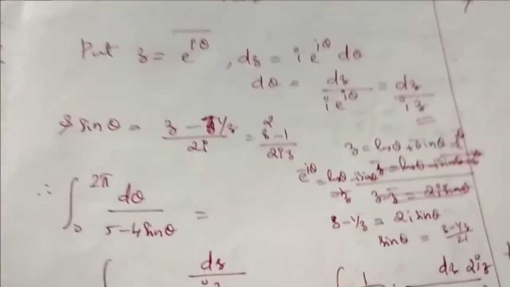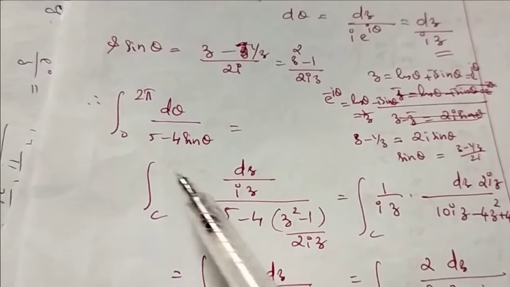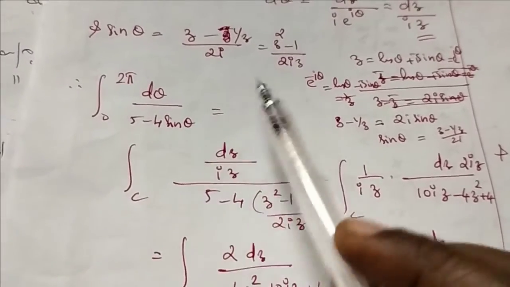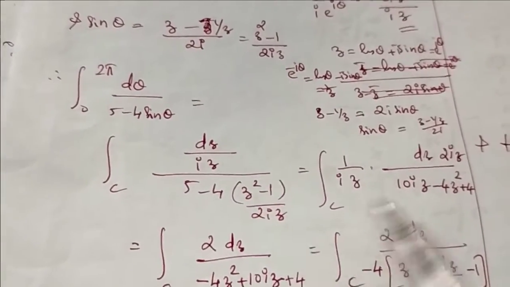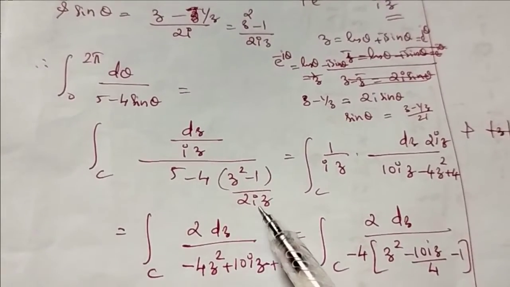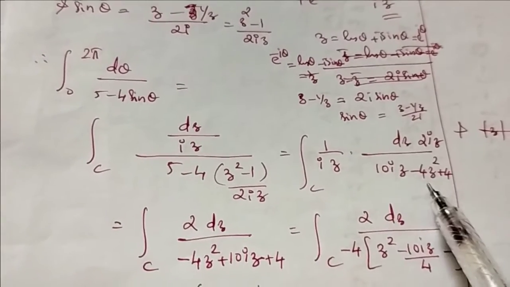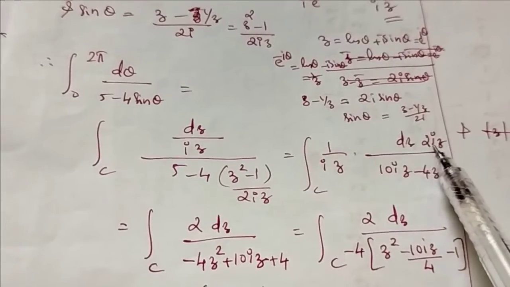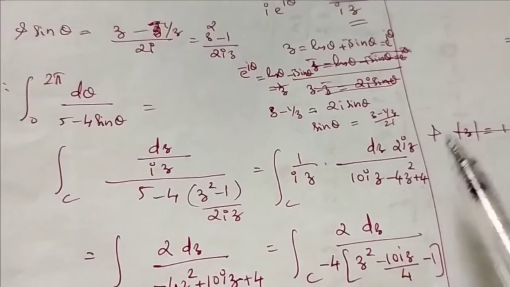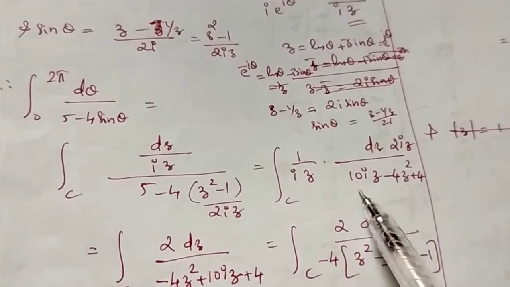And the question is integral 0 to 2 pi d theta by 5 minus 4 sin theta. So converting into contour integration, it is integral over c dz by iz by 5 minus 4 into sin theta. In the place of sin theta, z square minus 1 by 2iz, or it is 1 by iz dz into, taking the LCM 2iz, 10iz minus 4z square plus 4 whole divided by 2iz, that is into 2iz. So iz cancels, so 2 dz by minus 4z square plus 10iz plus 4.